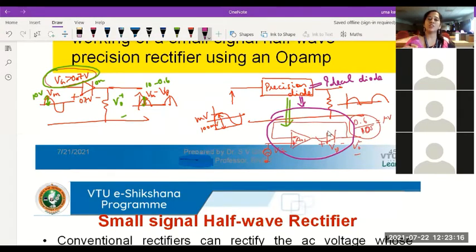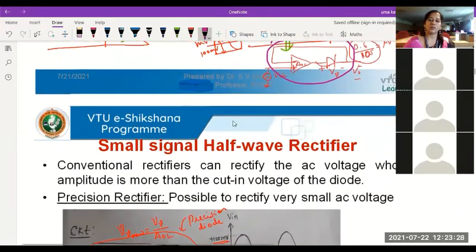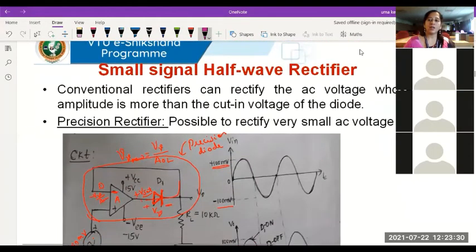The word precision there means high accuracy. I am able to rectify very low input voltages which are in the microvolt range. If you are able to do that, you call it a precision diode. So let's see how this precision diode can be used to help design a circuit to work like a half wave rectifier, and we also call it a small signal half wave rectifier.